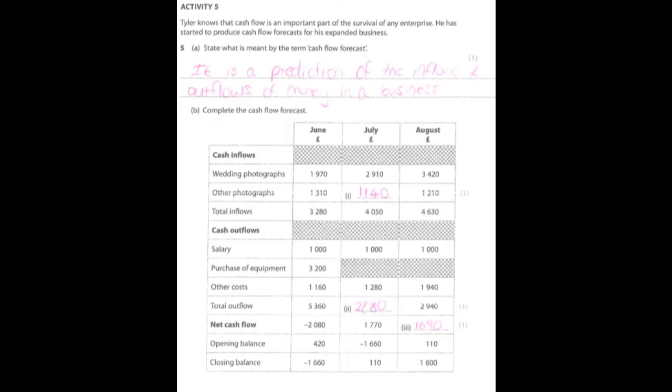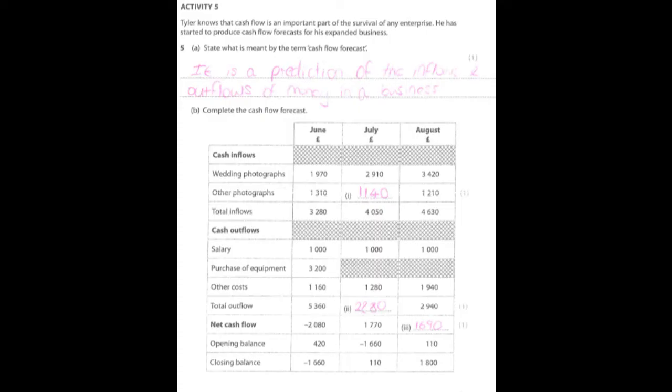Now you can see the blanks you've got here. You've got to find part 1 there, which says total inflows. The way you do that is dead simple. You know that he's got wedding photographs of £2,910. You've got a blank, and you know his total inflows are £4,050, and you need to add those two together normally. So you have to add your wedding photos and your other photos together to get the answer. So the way that you're going to find your answer is you're going to subtract the 2910 from the 4050. You find your missing number, which would be 1140. So you're just working backwards. Rather than adding, you're just doing a subtraction.